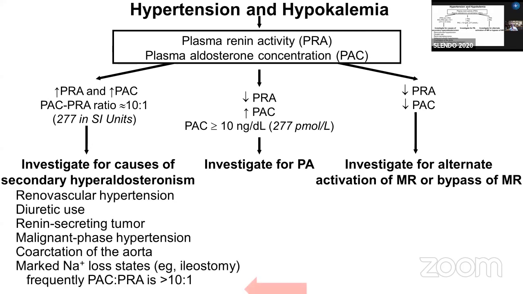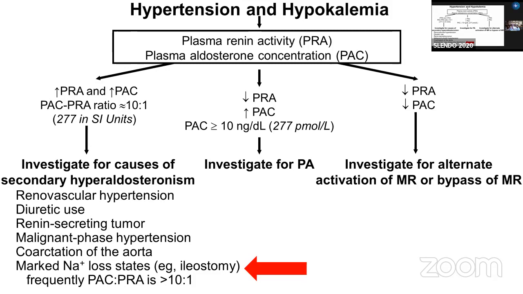When I think about secondary hyperaldosteronism, I think about renovascular hypertension, diuretics, renin secreting tumor, malignant phase hypertension, coarctation, or marked sodium loss states, which is the basis of this email question. And ileostomy is the classic example. And for reasons I don't know, almost every ileostomy patient is like the one in that email.